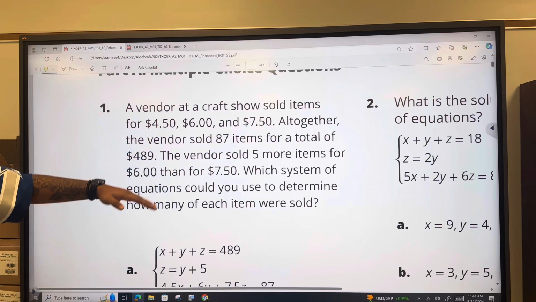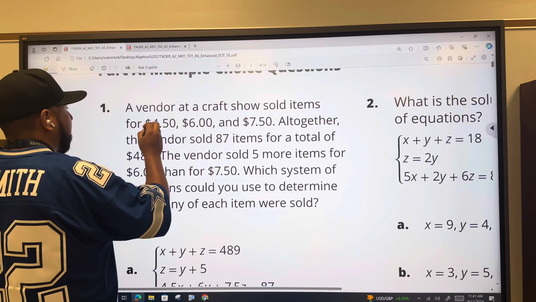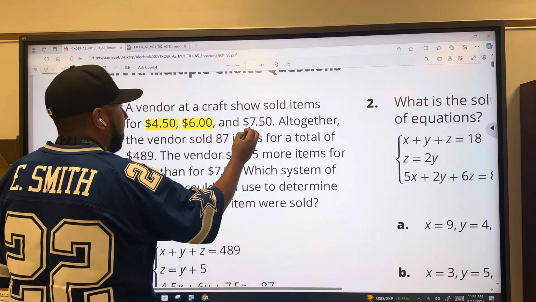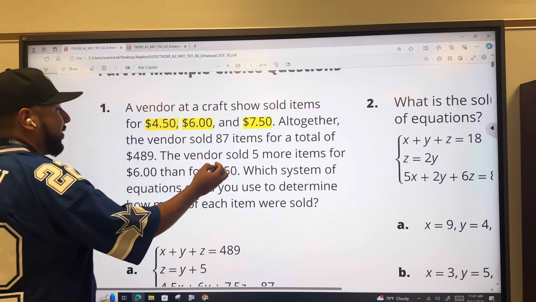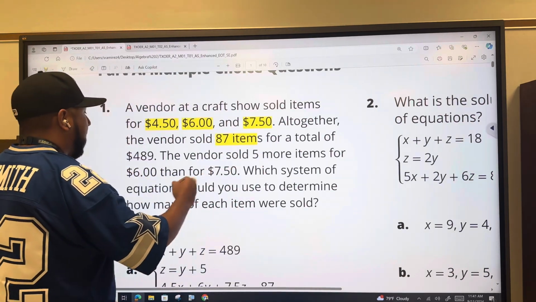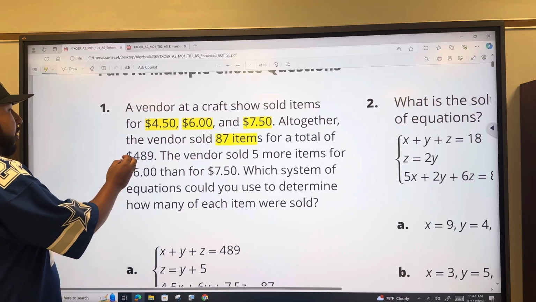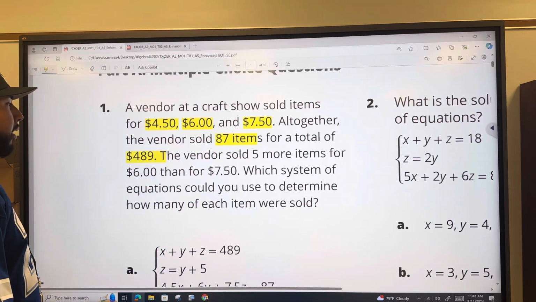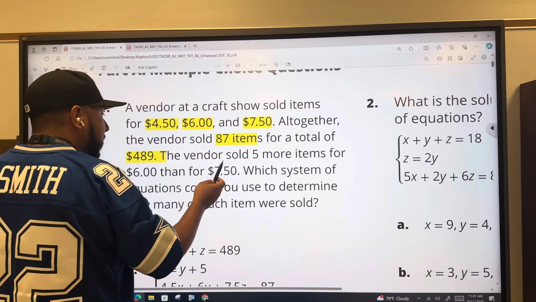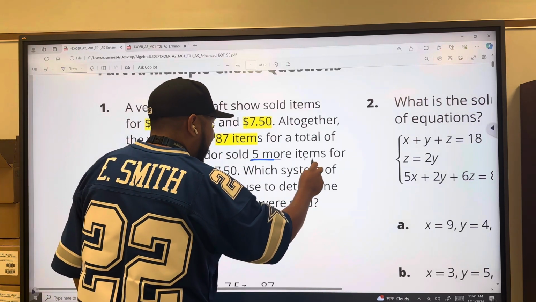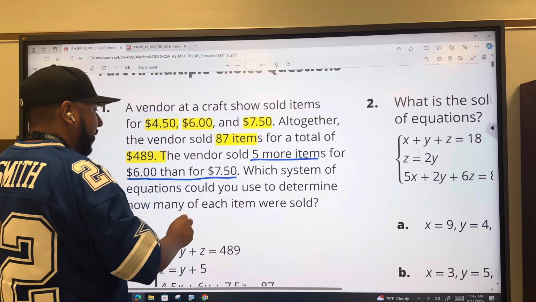I'm going to highlight some key information. The vendor of the craft show sold items for $4, $6, $7.50. Altogether, the vendor sold 87 items. We don't know what type of items. We can name whatever we want in just a second. And the total was $489. This is going to be a different key thing: the vendor sold 5 more items for $6 than $7.50.